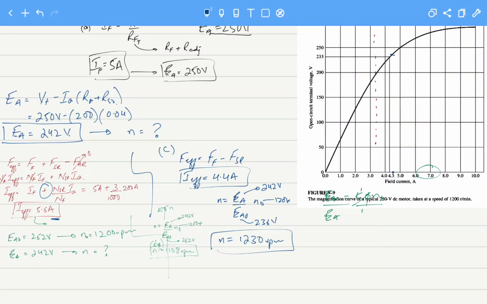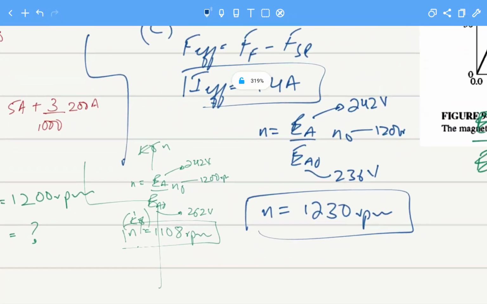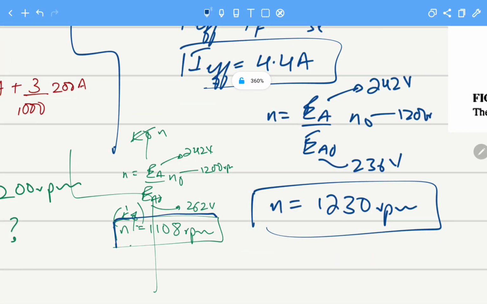So there is one important aspect also. We can see that this was the speed for increasing the load for the cumulatively compounded machine, and this is the condition for a differentially compounded machine, whose speed increases with increase in the load.